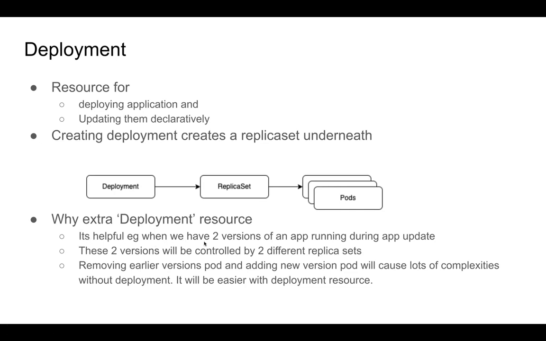So it's helpful, for example, when we have two versions of the app running during an app update. These two versions will be controlled by two different replica sets. Removing the early version pod and adding the new version pod will cause a lot of complexities if you do it yourself without using the deployment object. So deployment makes it easier.